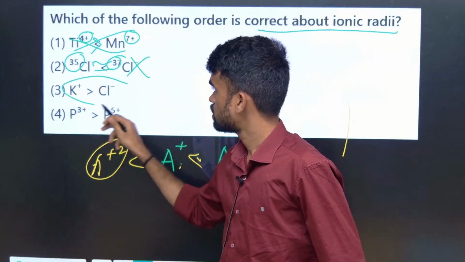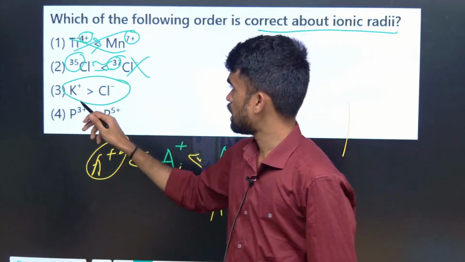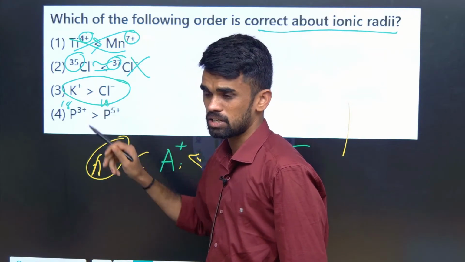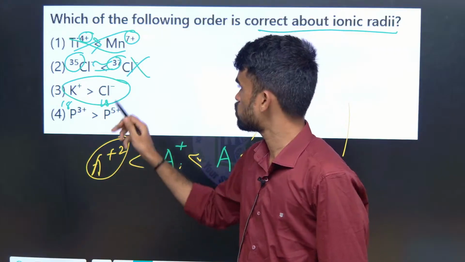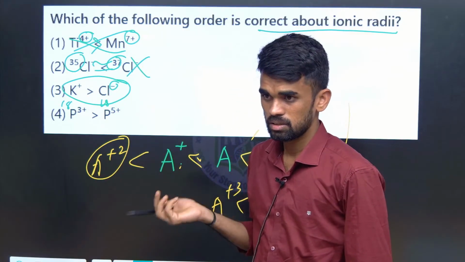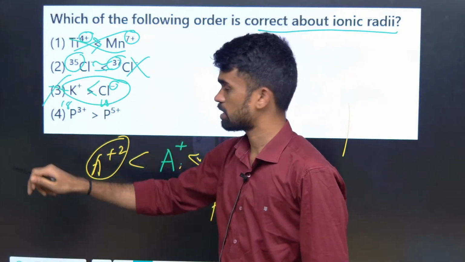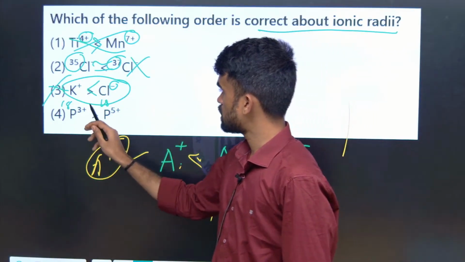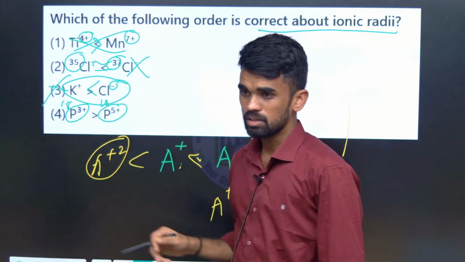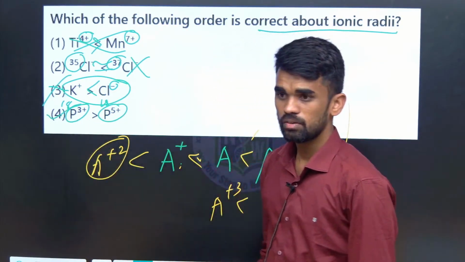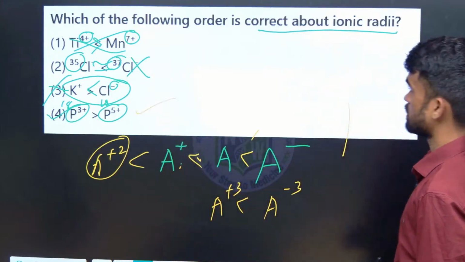What about this? Potassium cation has 18 electrons, Cl minus also has 18 electrons. Same electrons, but the negative charge is there, so the order should be like this. So this is also incorrect. Now what about this? P plus 3, P plus 5. P plus 3 has the larger size. So this is correct. Which option is correct? That's it. Clear now?